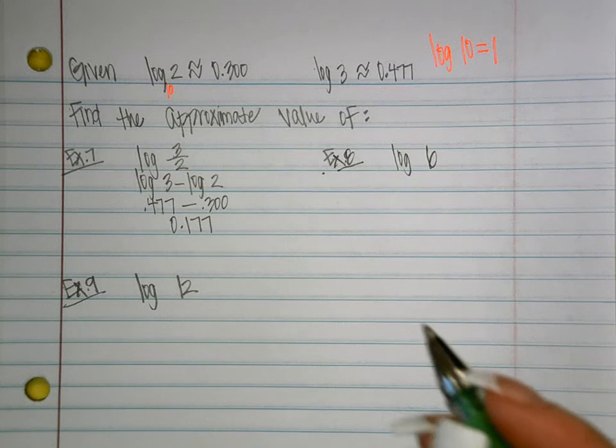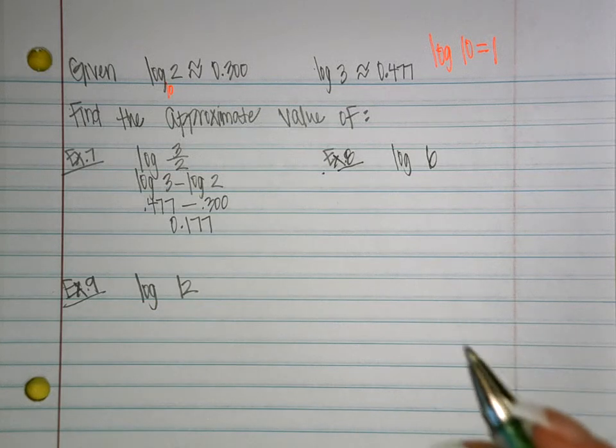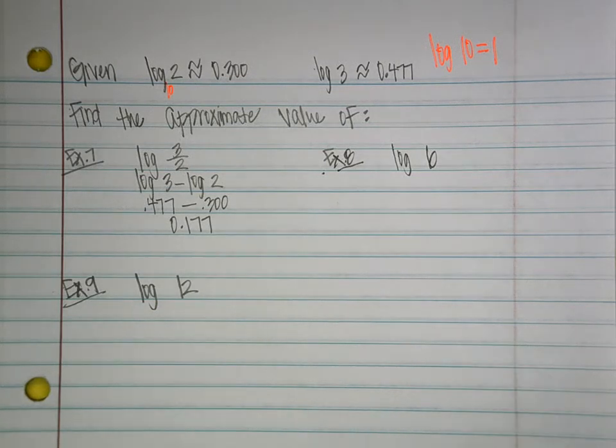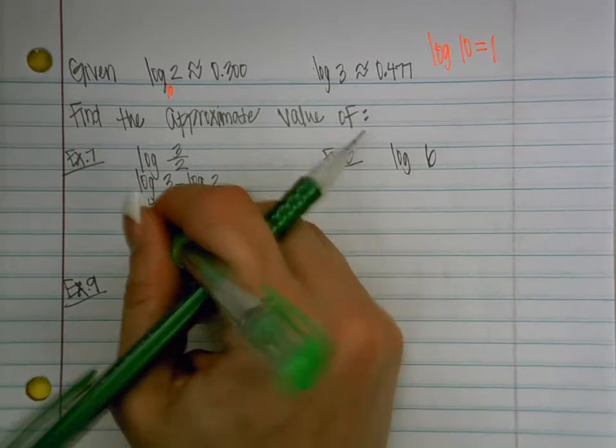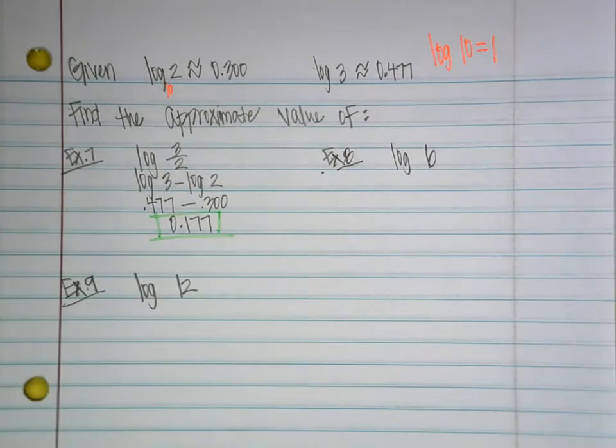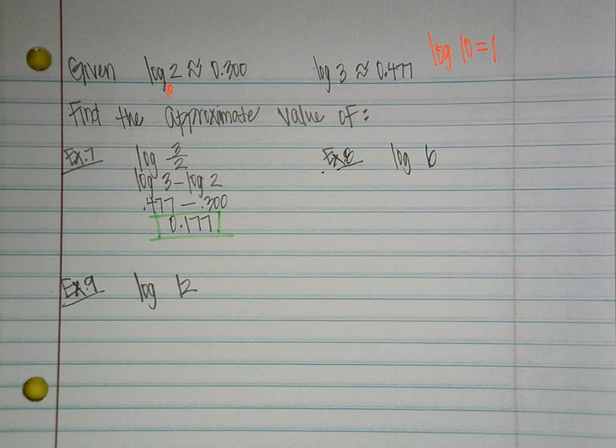Wait. Seriously? You're right. That is all kinds of backwards right there. Okay, try another one. Let's think about this. Log 6. How can I make a 6 out of 2 and 3? Yes. You have to multiply the 2 and the 3, but really you have to add 0.300 plus.